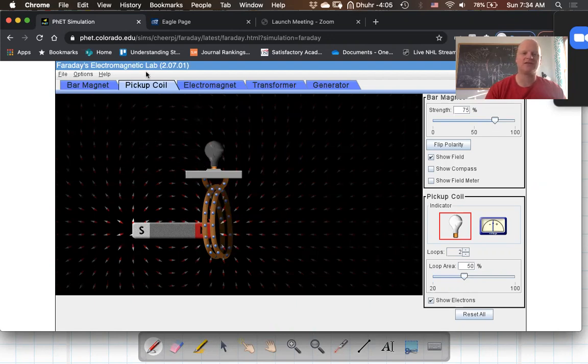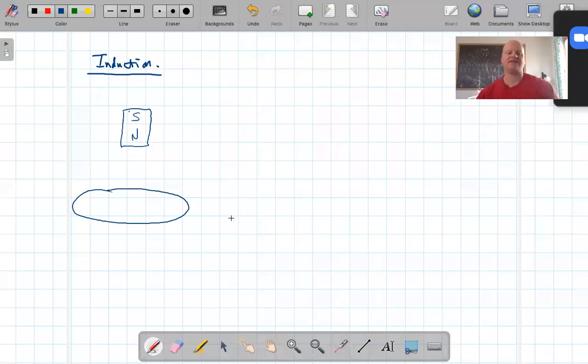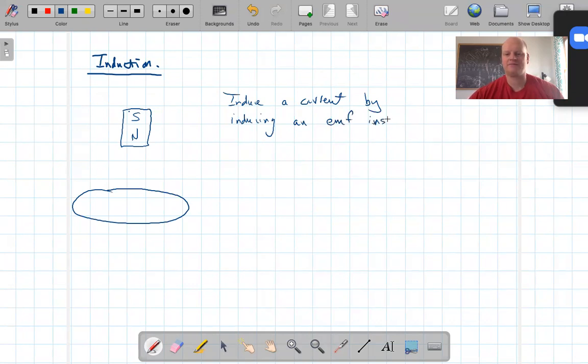Okay, so this particular type of potential difference is generated in what's known as an induced EMF. So this is induction. Basically what happens is we can induce a current by inducing an EMF inside of the wire.